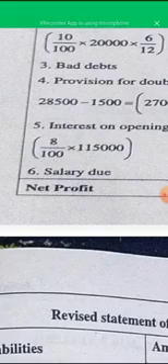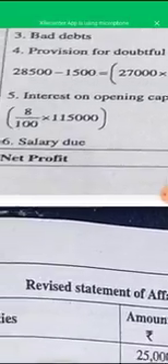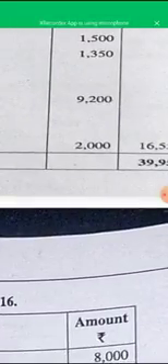You get is 1,350. Next, interest on opening capital. Opening capital is 1,15,000 into 8%. You get is 9,200. Next, they have given you salary due. Salary due is 2,000. Add all, write in the outer column 16,550. You have is 56,500 plus 16,550. You get is 39,950. That is a net profit for the year.